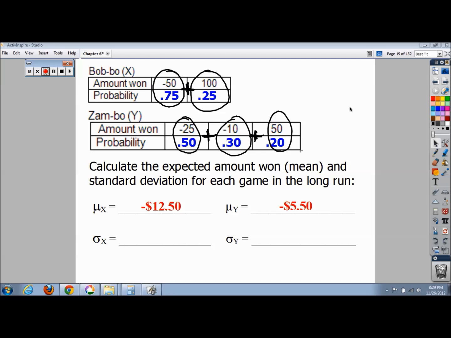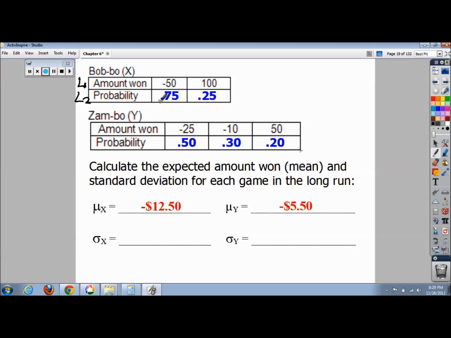In terms of the standard deviation, let me run through again the calculator commands for doing that. So let's do it with Bobo here. If you go to your list, the amount, our X numbers here, represent list 1, and put the probabilities in for list 2. We know the mean's negative $12.50. The formula for the standard deviation was we wanted to add together all the individual X values minus the mean, square them, and then multiply them by their individual probabilities.